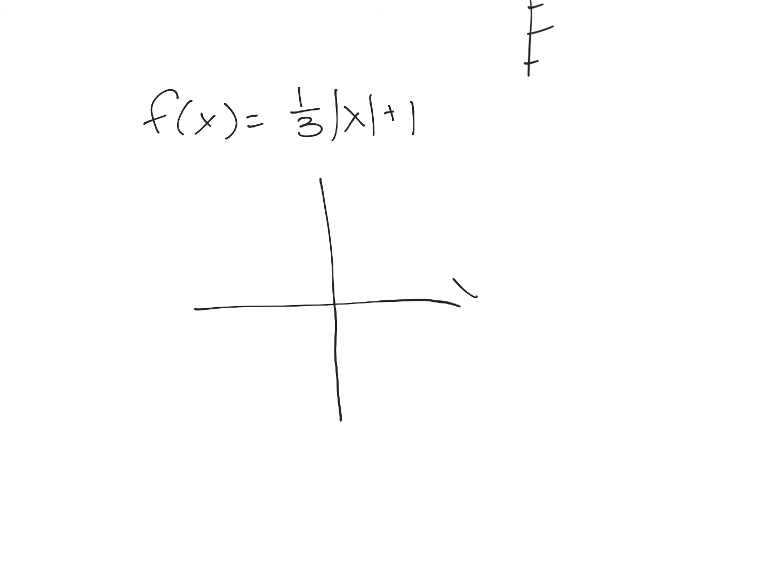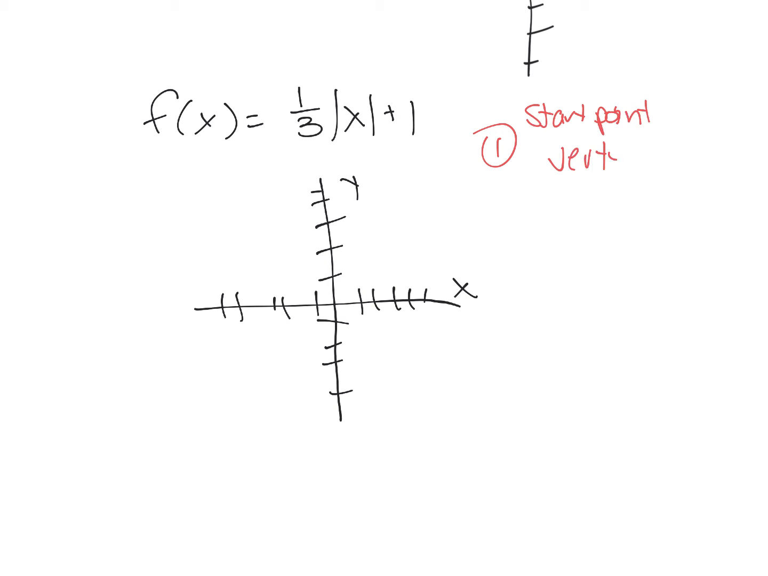So let's say that we have f(x) = 1/3 |x| + 1. Going to kind of change it up here. We're just going to draw some graph lines here. So remember, step 1 is to find your start point or your vertex. You could say either one, or your vertex. So we have an ordered pair.